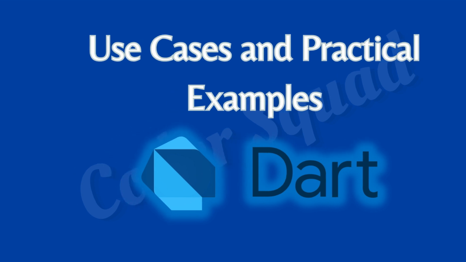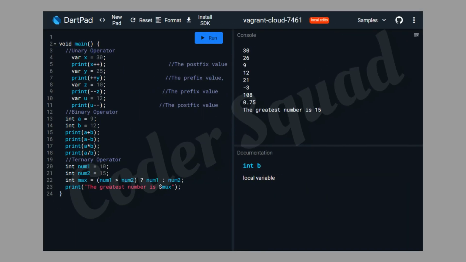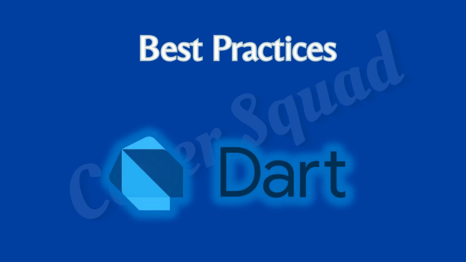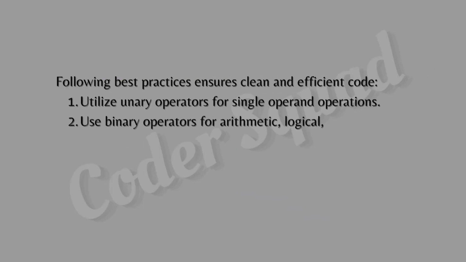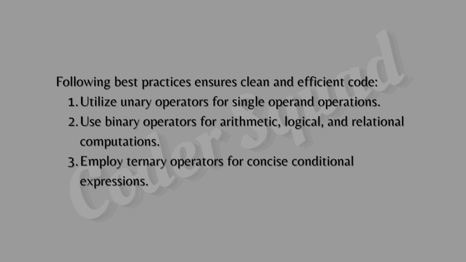Let's explore practical examples that demonstrate how unary, binary, and ternary operators are utilized in actual Dart programming scenarios. Following best practices ensures clean and efficient code. Utilize unary operators for single operand operations. Use binary operators for arithmetic, logical, and relational computations. Employ ternary operators for concise conditional expressions.